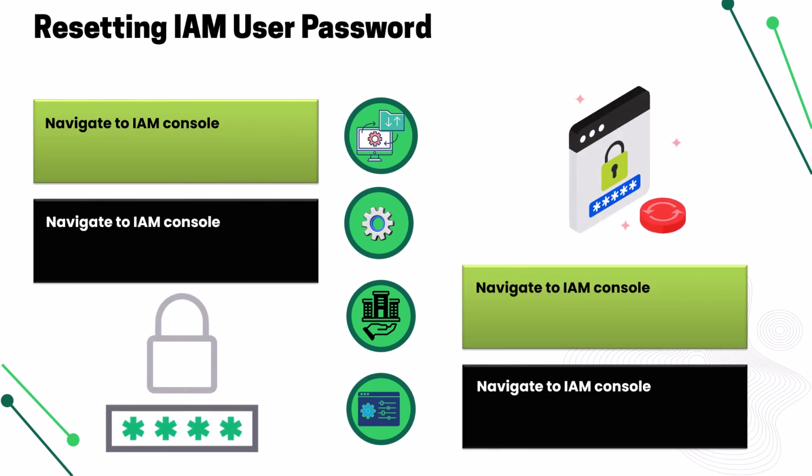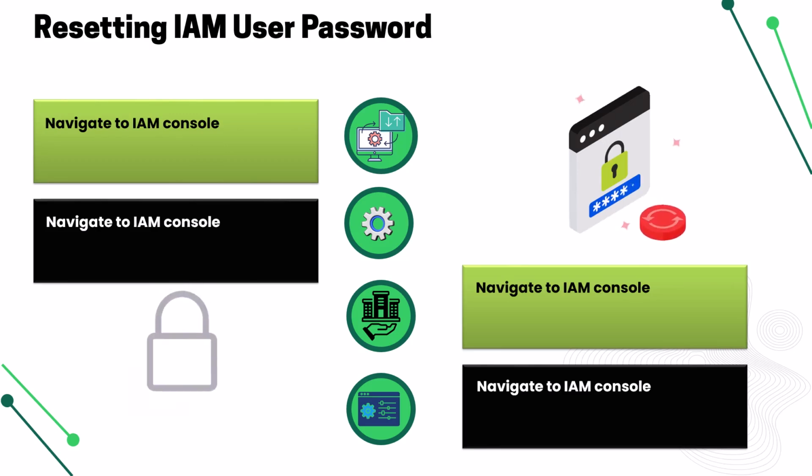Resetting an IAM user password is easier than fixing a forgotten Wi-Fi password. Head to the IAM console, find the user, and reset their password like a pro. Strong password policies are a must. Think passphrase, not 123456. If someone's really stuck, temporary credentials can save the day while they sort things out.